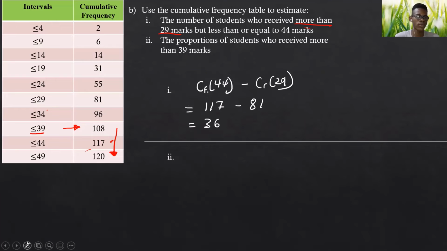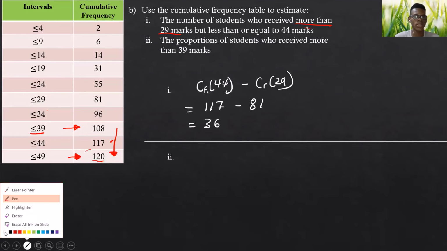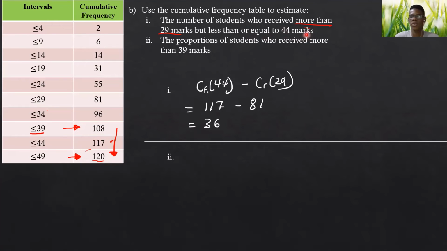So we go straight down to our final observation, our final frequency, and that is the total frequency, which is 120. The only reason why we go straight down to the bottom is because, again, they didn't say but less than 44 and anything like that. That's the only way you stop at that value. So again, at 39 the cumulative frequency is 108, and we come straight down to the final cumulative frequency, which is 120, all because they said more than 39.